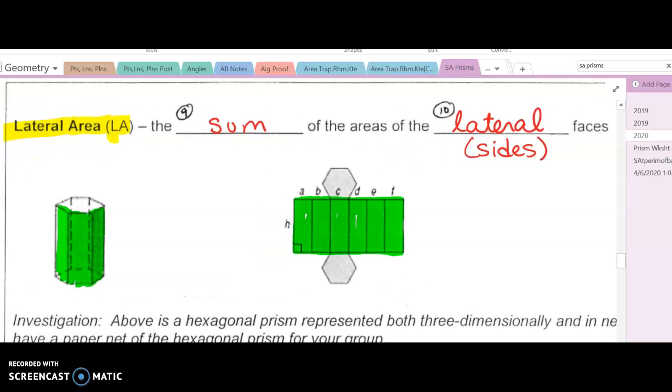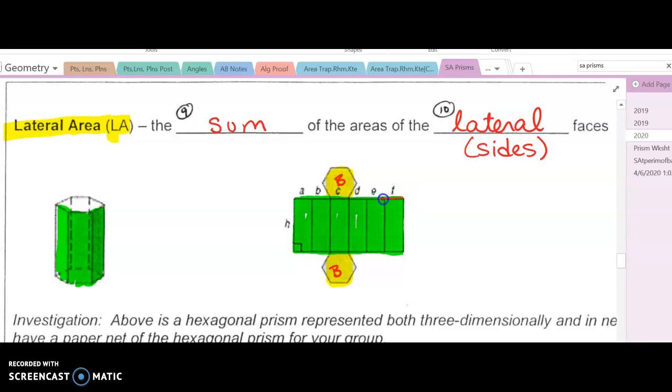So you have the top and the bottom are the bases, right? And so when we go to find, we're looking for basically a shortcut, because I can find the area of this whole thing by finding the area of 6 different rectangles, and then I can find the area of the top hexagon and the area of the bottom hexagon, and I can add it all together using the net, but we're looking for a shortcut. So our shortcut is this lateral area formula.